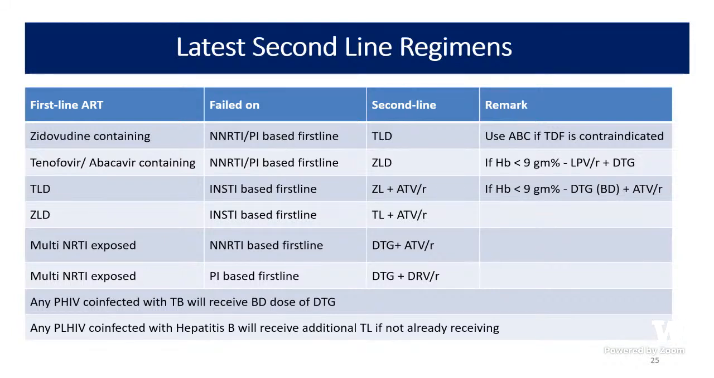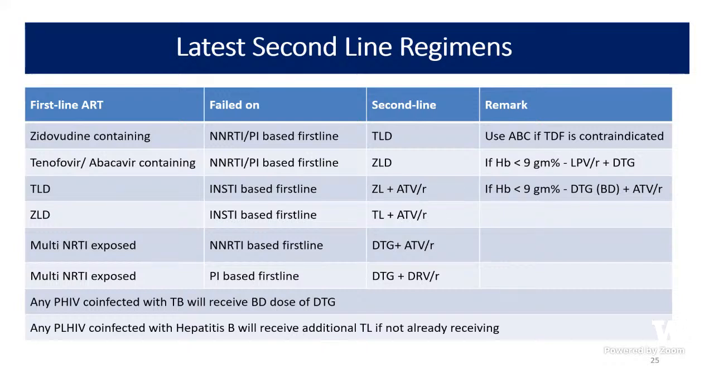But if the hemoglobin is less than 9, we have to go for DTG-LPVR. I will again repeat the second row. Tenofovir, abacavir containing first line with backbone of NNRTI or PI, that is TLE or TLL-PVR, ALE or LPVR, these will all be shifted to ZLD. That is, the patient has failed. We have to remember that these patients have failed, so I cannot continue on tenofovir anymore. So tenofovir will be replaced by zidovudine. And if zidovudine cannot be given in cases of anemia, then we will go for dolutegravir with lopinavir.